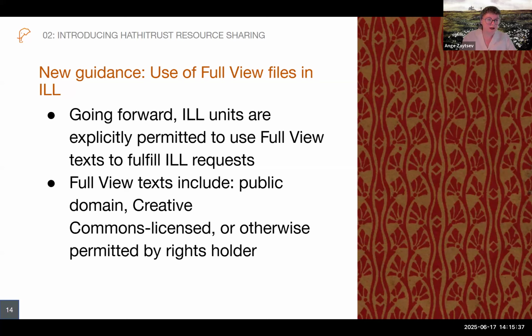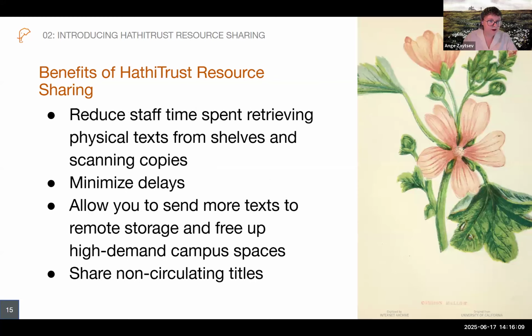And so going forward, and we'll talk a little bit more about timing there, these full view texts, just to clarify, are items that are in the public domain, so the copyright has expired on them, and items licensed with a CC license or a different open access license by the copyright holder. So you will now be able to also distribute these files through resource sharing services.